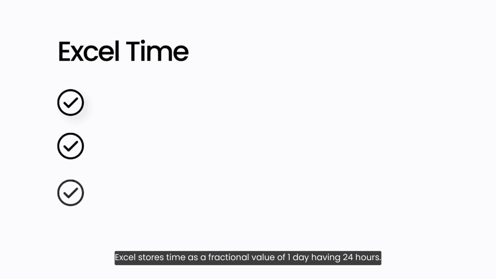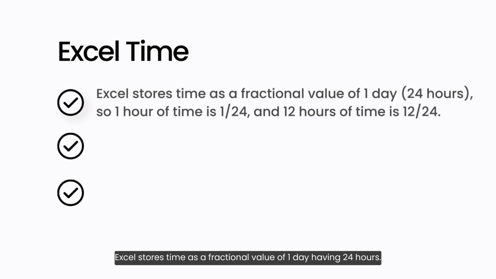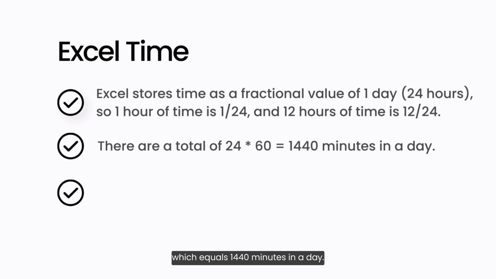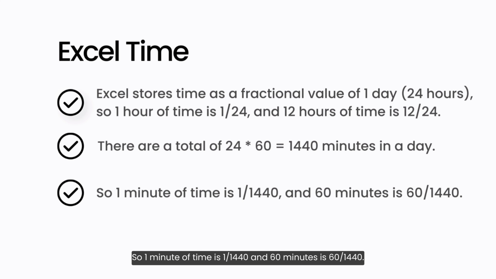Excel stores time as a fractional value of one day having 24 hours. So 1 hour of time is 1 divided by 24 and 12 hours of time is 12 divided by 24, which is 0.5. There are 60 minutes in each hour, so there are a total of 24 into 60 minutes, which equals 1440 minutes in a day. So 1 minute of time is 1 divided by 1440 and 60 minutes is 60 divided by 1440.